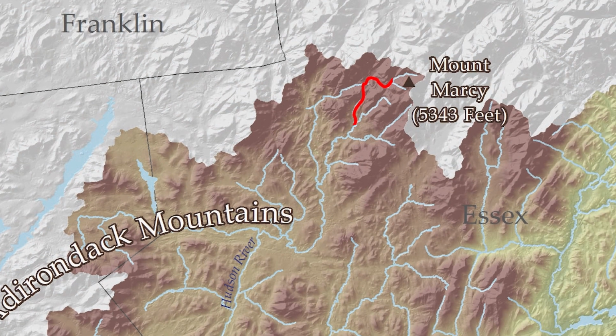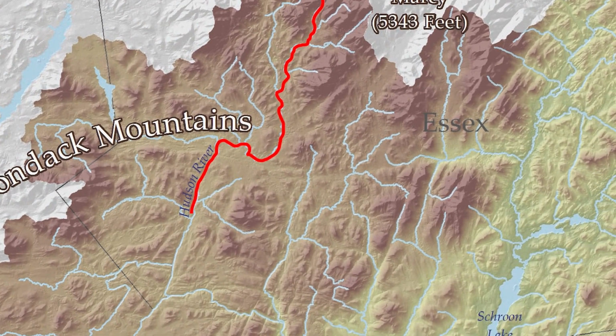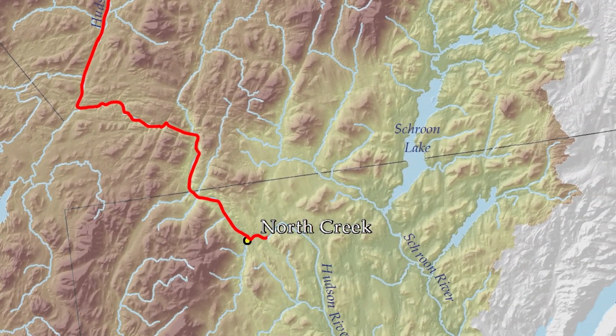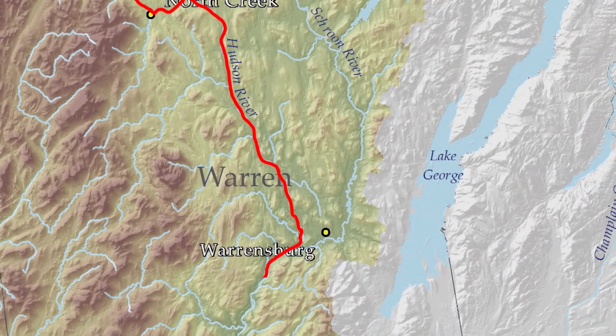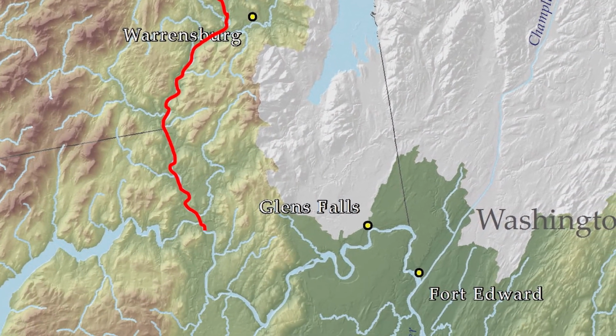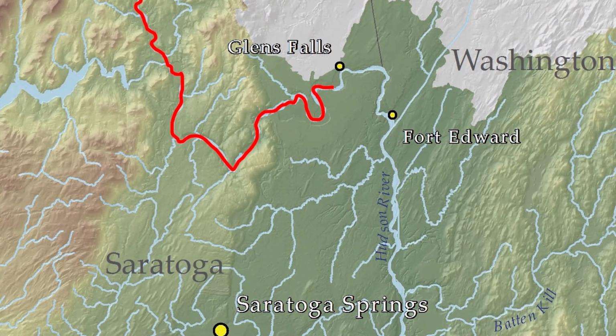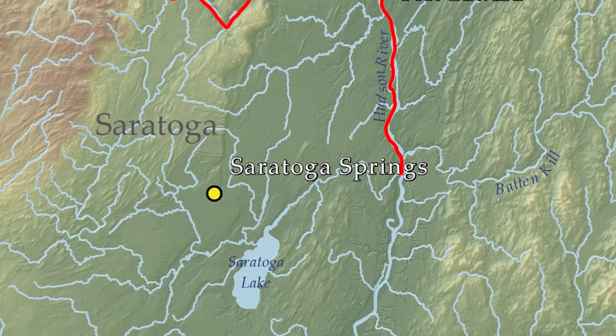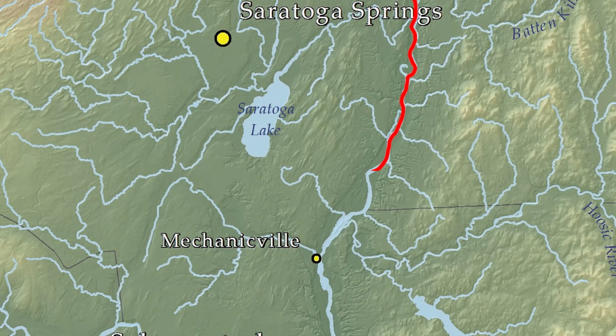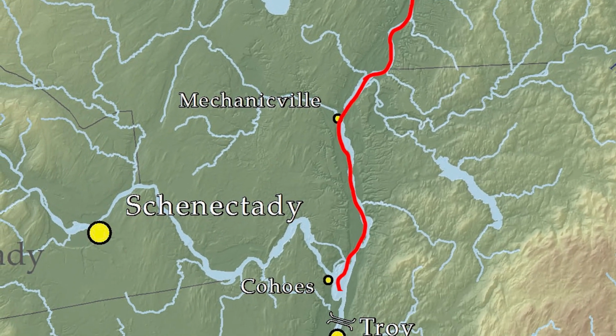So water flows from Lake Tear of the Clouds over 100 miles, down mountainsides, on switchbacks, rocky crags, until it finally reaches the Albany area, where it has gotten a little bit wider, and there's a dam there called the Troy Dam.